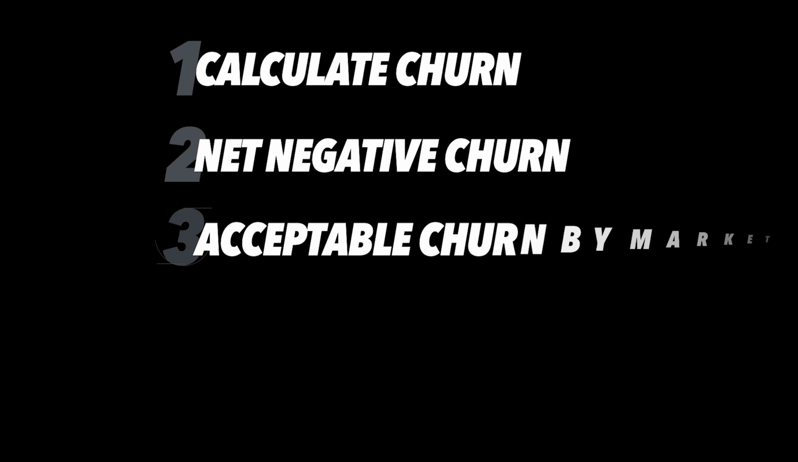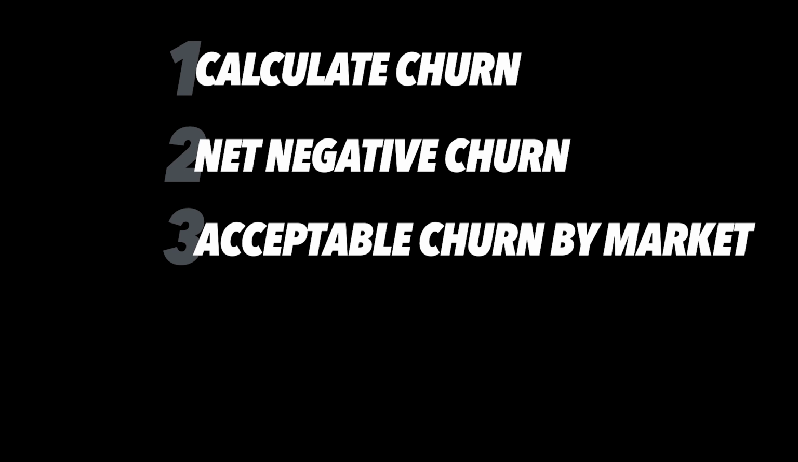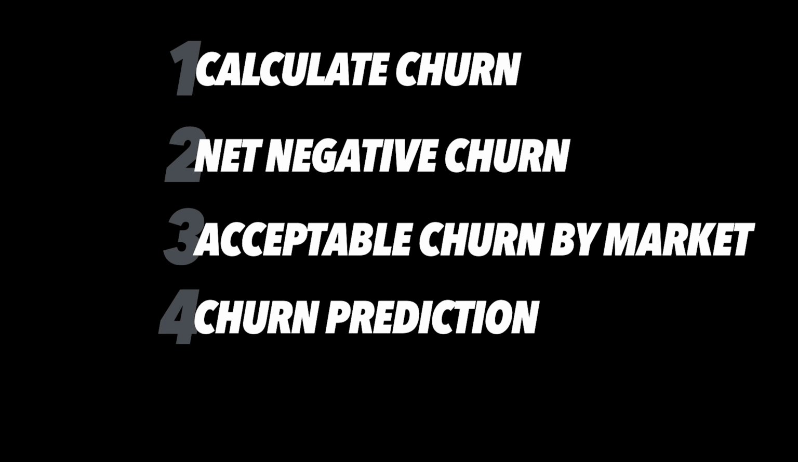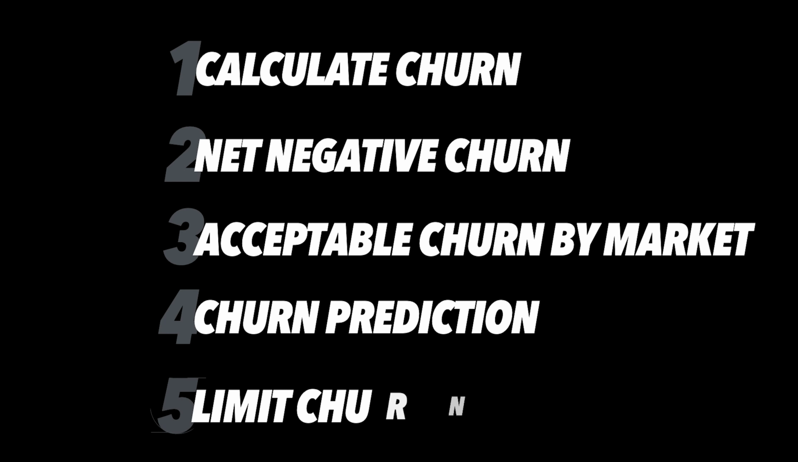So, a quick review of the core principles of churn and how to make it predictive. Number one, we need to calculate our churn. Number two, we need to ensure we're heading towards net negative churn. Number three, benchmark our churn by acceptable churn by markets, the percentages there on a monthly basis. Number four, churn prediction using software or coding it ourselves. And number five, limit churn by capturing the cancellation.